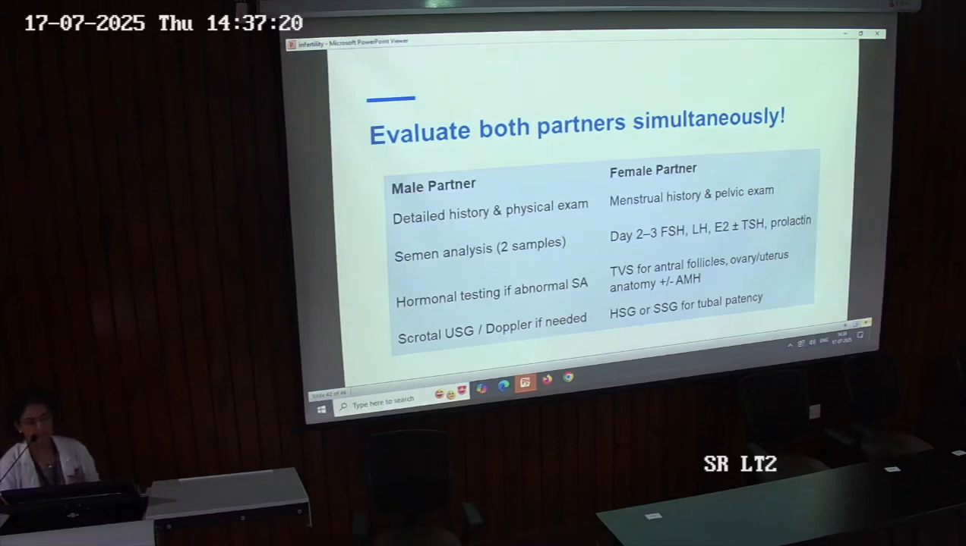So, after taking detailed history and physical examination, the single test that we do in the male patient is the semen analysis. And if it is abnormal, then we go for the hormonal workup or sonography, Doppler studies. In the female partner, after history and examination, the most important first investigation is the transvaginal sonography that gives a gross idea about the uterine cavity and ovulation. And for tubes, we do either HSG or hysterolaparoscopy. Then ovarian reserve test, and if needed, other hormonal workup.